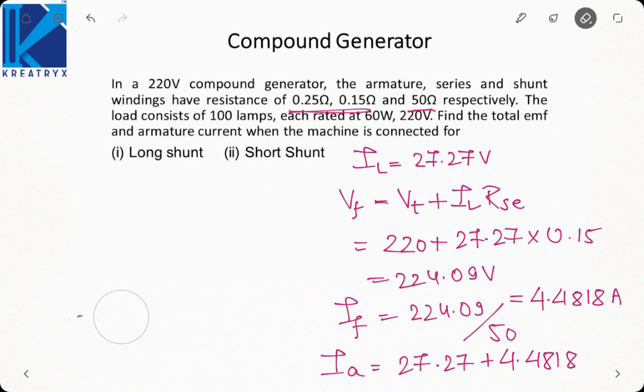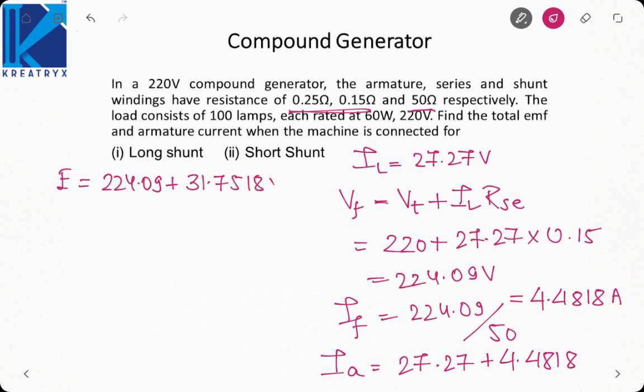Once we have gotten the armature current, we can find out the induced EMF. But for induced EMF, we cannot directly use the terminal voltage. Rather, we have to use the voltage across the armature, which was 224.09, plus armature current, which was 31.7518, into armature resistance, 0.25. So this will come out to be 232.02 volt. So in case of compound machine, if you have drawn the equivalent circuit, the problem is reduced to solving just a circuit. You just have to solve a circuit and you will get the answer.